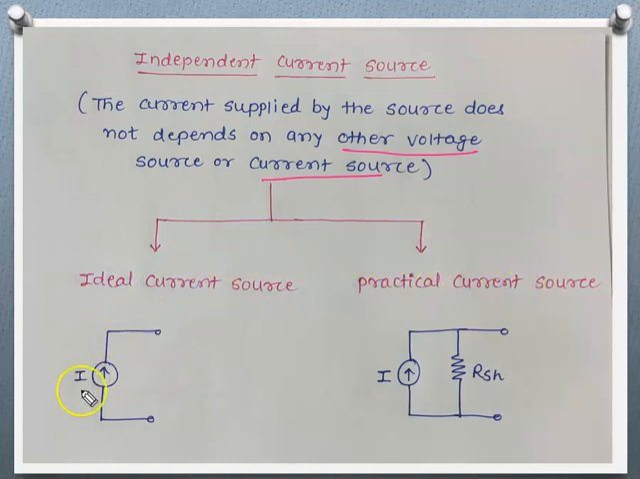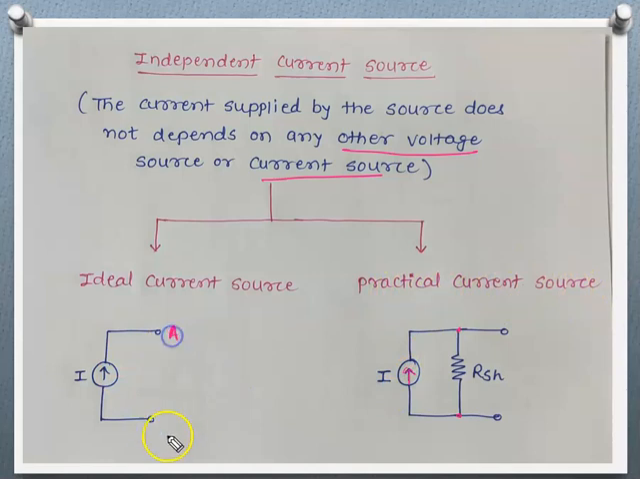These are the symbols for ideal current source, where the circle is shown, that means it is an independent source, and an arrow with current I is shown, that means it is an independent current source and it is ideal. The internal resistance is not shown here. This is the symbol for ideal current source. Here practical current source is shown, where the internal resistance of the source is shown in parallel with the source. This is the symbol for practical current source.